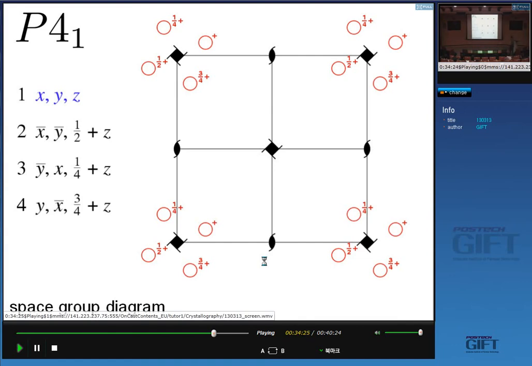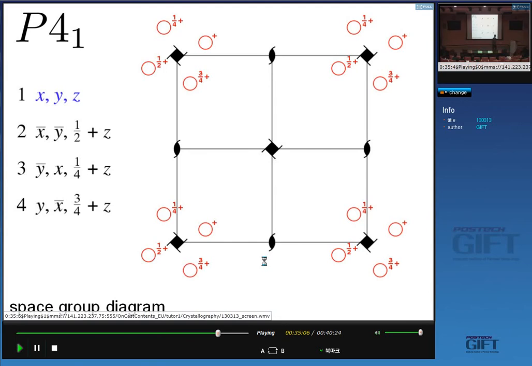So if I place an atom here, then I necessarily will have an atom here, here, and here. Okay? Because there are translations of a quarter, quarter, quarter. Quarter plus quarter is a half. And quarter plus quarter plus quarter is three quarters, right? So this diagram actually tells you that if I locate my one atom at a general position XYZ, which doesn't have any particular symmetry except 360 degree rotation, then I will generate another three because of the screw axis.